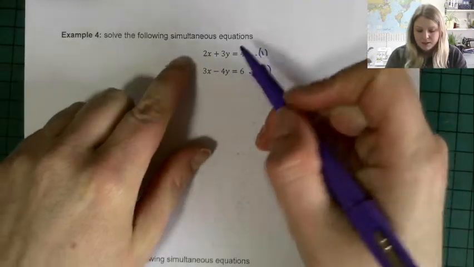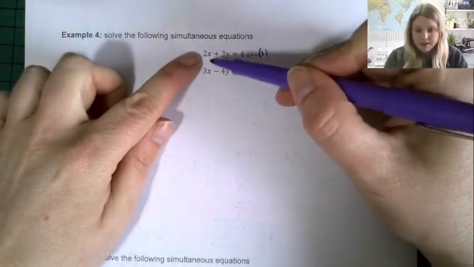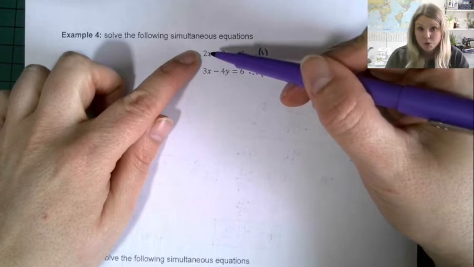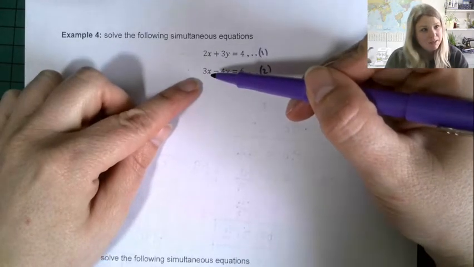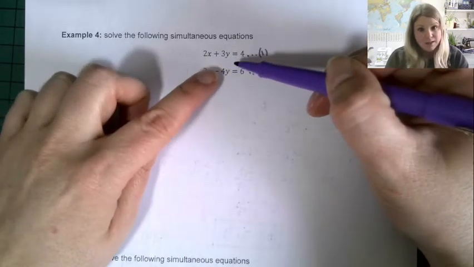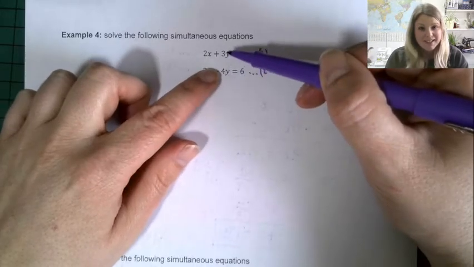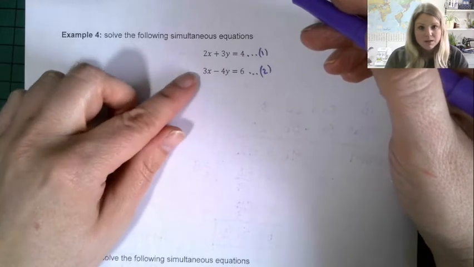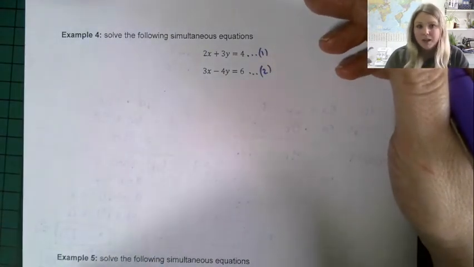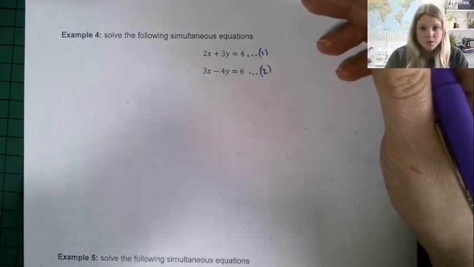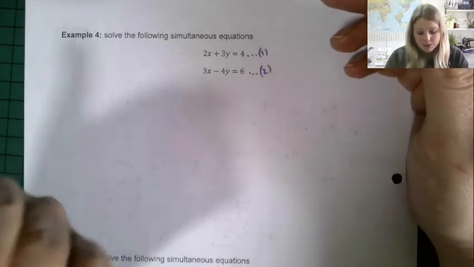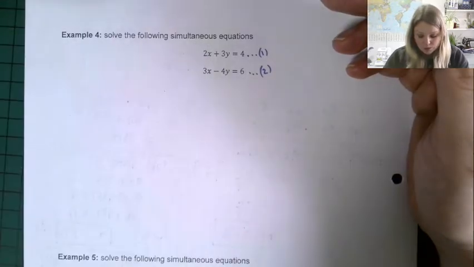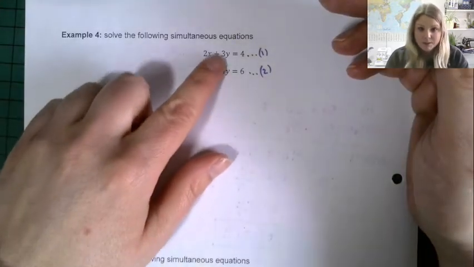So if we look here and we compare our x's, well, we can't multiply 2 by anything nice to get 3, and we can't multiply 3 by anything nice to get 2. So let's check the y's. 3 and 4, again, they don't go into each other nicely. So this is going to be one of those examples where we actually have to multiply both equations by something. So we've got a couple of options here. I'm going to go for the y's in this one, okay?